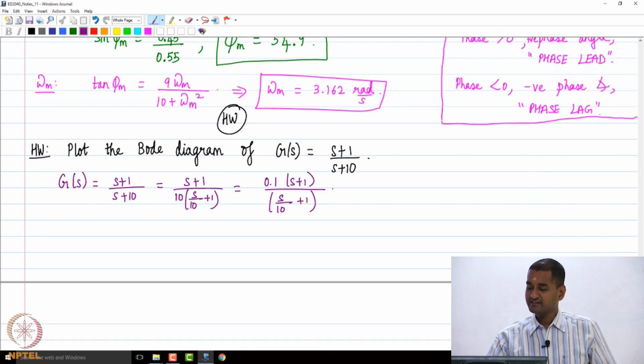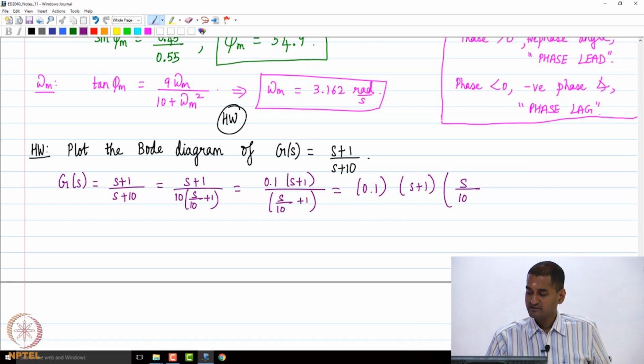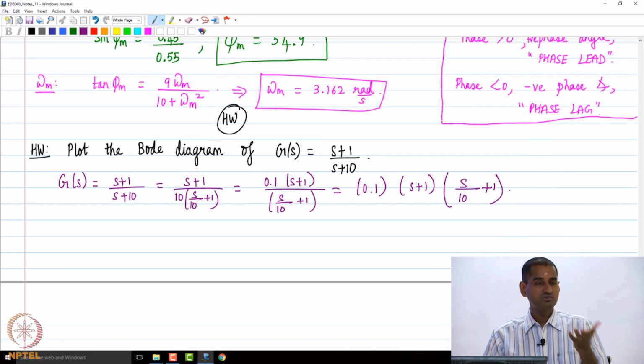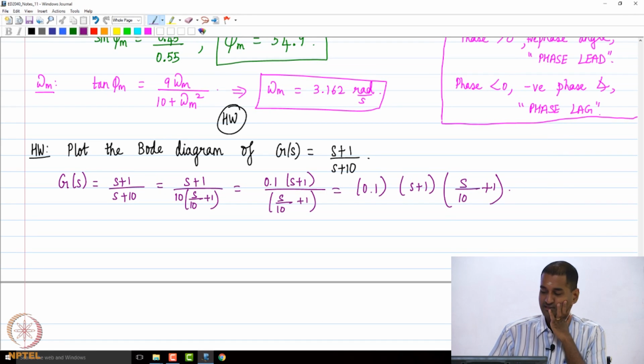Okay. So, it has 3 factors. This means that it has a 0.1 scalar, and then you have s plus 1, and there is an s by 10 plus 1. Okay, 3 factors are there. So, you plot the Bode diagram for all the 3 individual factors and then add them, right, the magnitude plot and the phase plot. Okay.